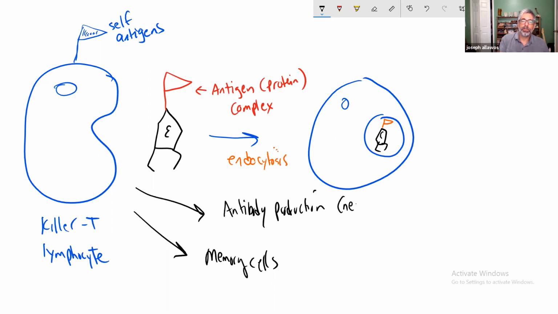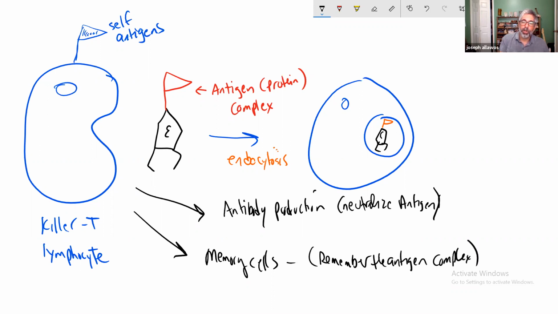So what do antibodies do? They neutralize the antigen. Okay. What do memory cells do? They remember the antigen complex. What that means is for every virus you've ever been exposed to, there are memory cells floating around in your blood. They remember the antigen complex. And so if this same virus ever gets in your body, or one that's similar enough to it, the memory cells will immediately destroy it before it has a chance to even make you sick.